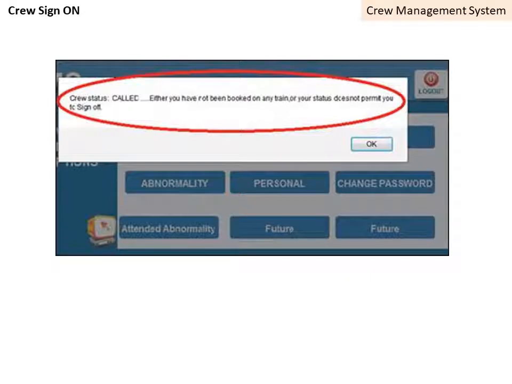Here, before the loco supervisor approves, the crew status was called only. He has to acknowledge the crew and accept the crew, and only then will the system accept the crew for signing on. He called but forgot to acknowledge the crew, call acceptance of the crew, so it is showing called only. It is not ready for signing on.